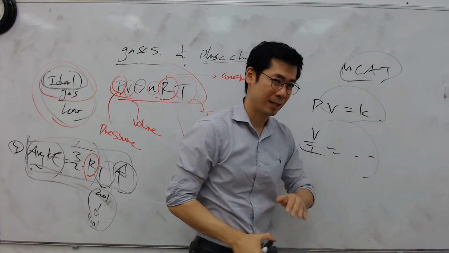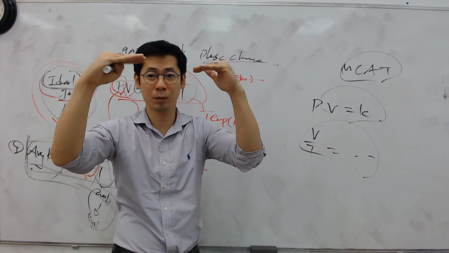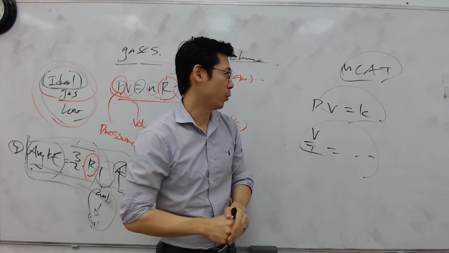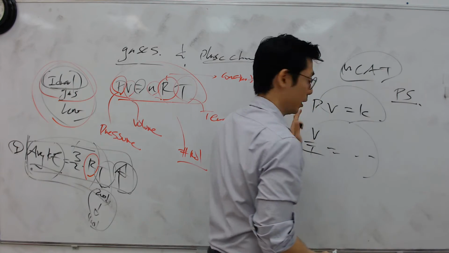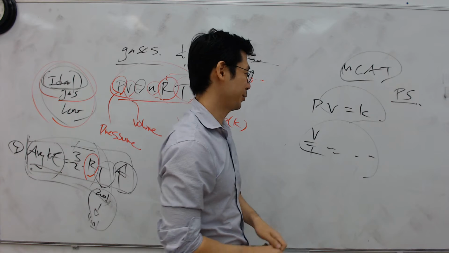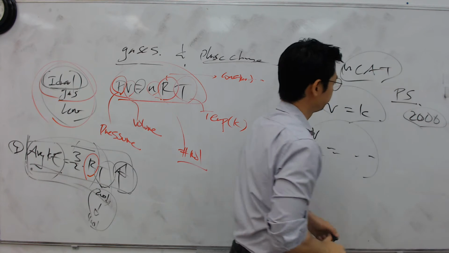Yeah, so I tell you guys, the level of the MCAT is not too different from AP Chem. It's very similar, guys, just so you know. So MCAT has something called the PS section. PS is physical science, which has chemistry in it. So I took the one back in 2006. I used to teach MCAT too.